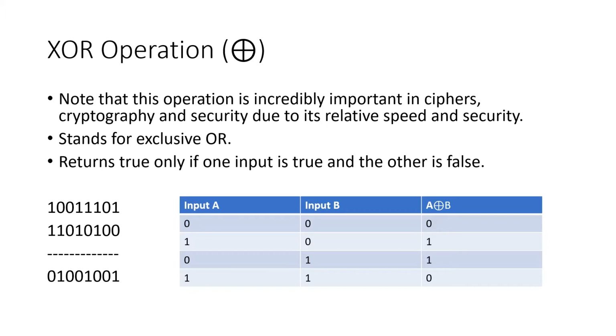Now, make sure that you understand the XOR operation. It's exclusive OR, so it will only return true if one input is true and the other is false. Not if both are false, and not if both are true. The binary operation on the left here shows us the output of a simple cryptographic function, whether it be a hash or encrypting it itself. Make sure that you know this.